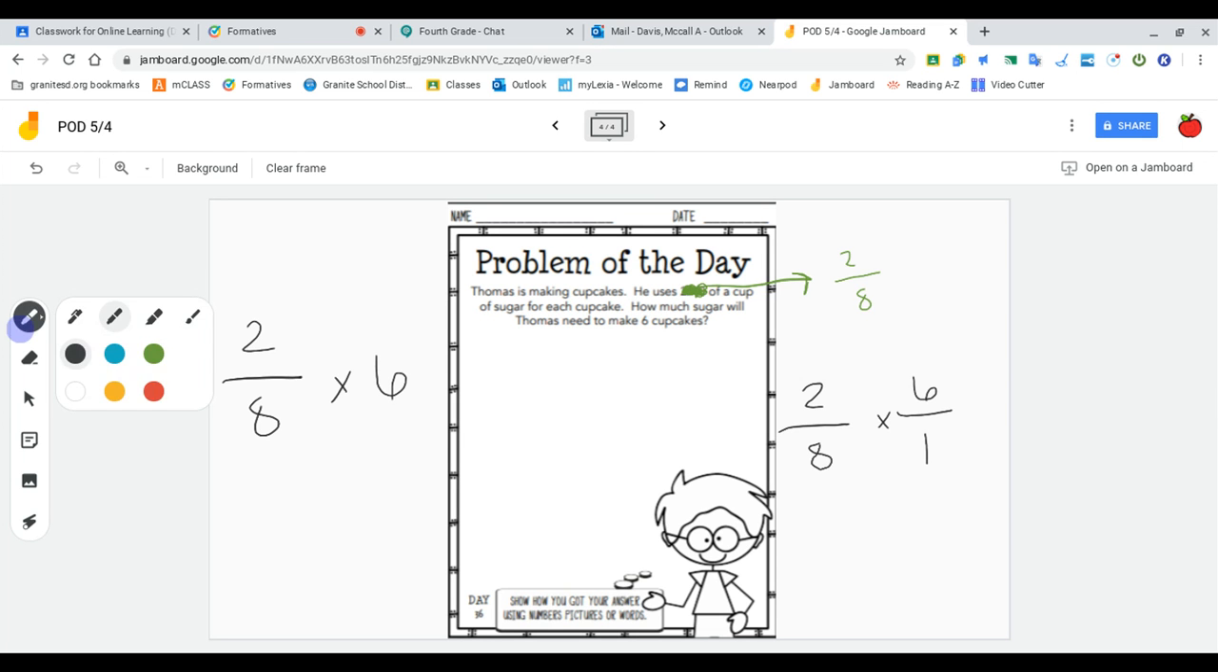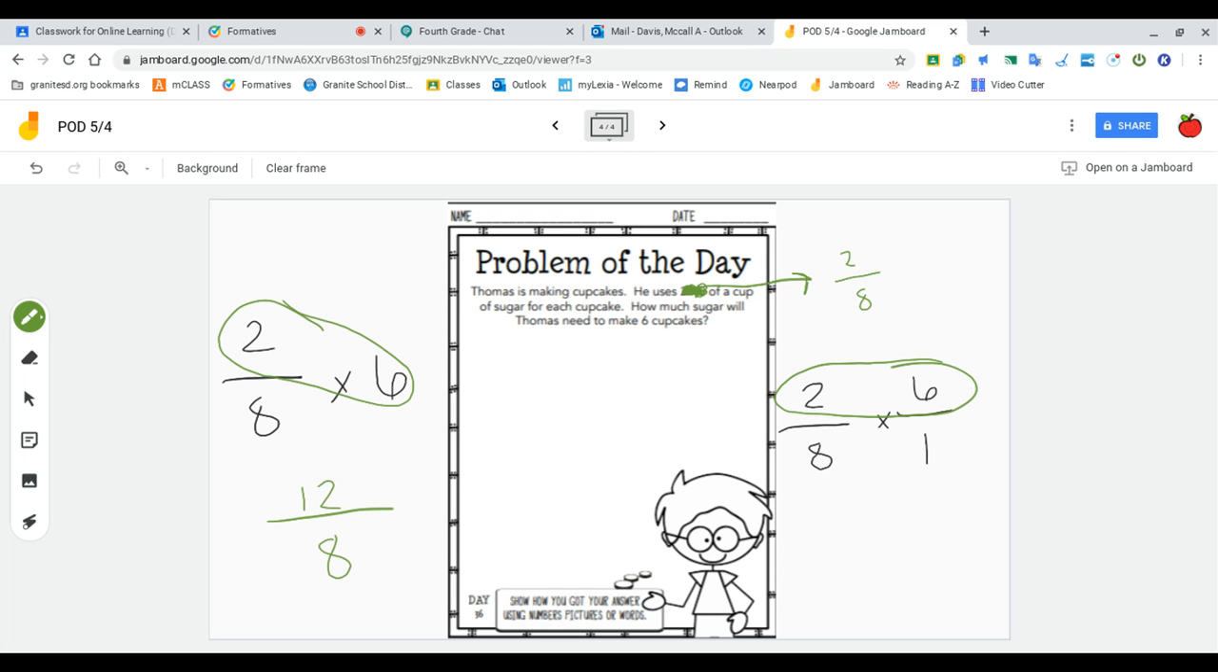So now to solve this, I'll do it both ways. I can multiply the whole number by the numerator. 6 times 2 is 12. And then the denominator stays the same, which is 8. Or here, I just multiply straight across. And 6 times 2 is still 12. And 8 times 1 is 8. And I clearly get the same answer, both methods, because both methods work.